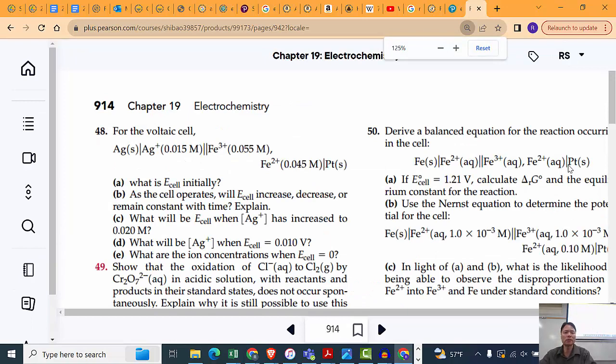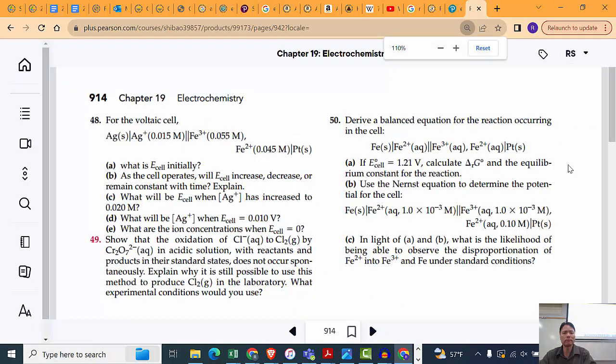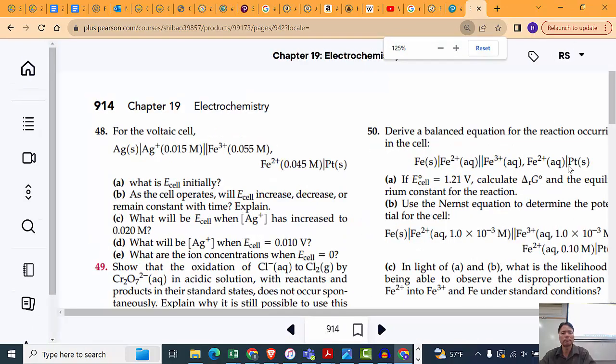Okay, let's take a look at an example of a Nernst. That is, here's a voltaic cell. Here in 48, here we have a silver anode or silver cathode.